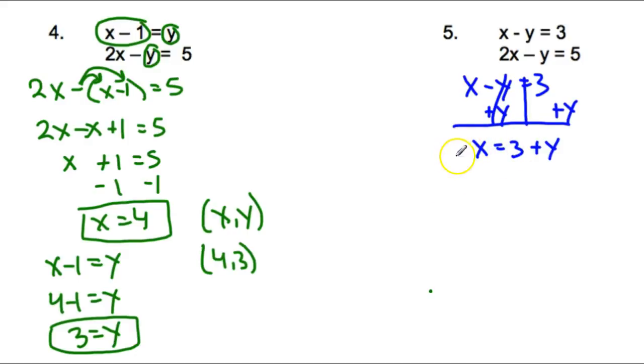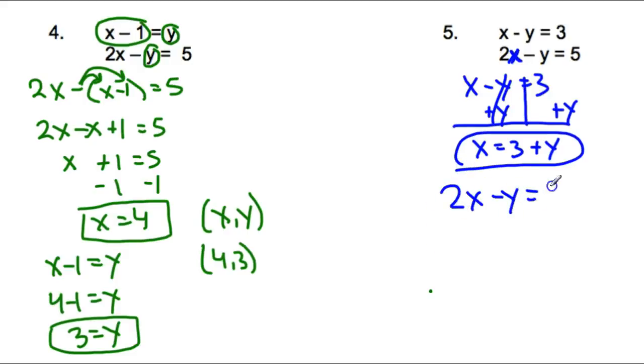All right, so now I solved it. X is by itself. So now I want to take this x and plug it in for this x right there in that equation. So that was the first thing we did. Now let's plug it in. 2x minus y equals 5. Instead of this x, I'm going to put in this stuff right here. So 2, instead of x, I'm going to put in 3 plus y. 3 plus y. And then minus y equals 5.